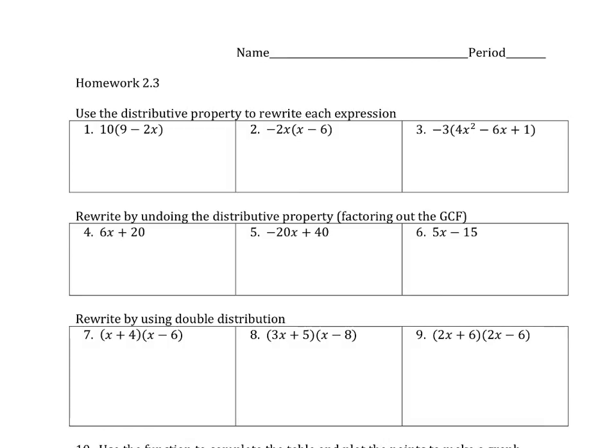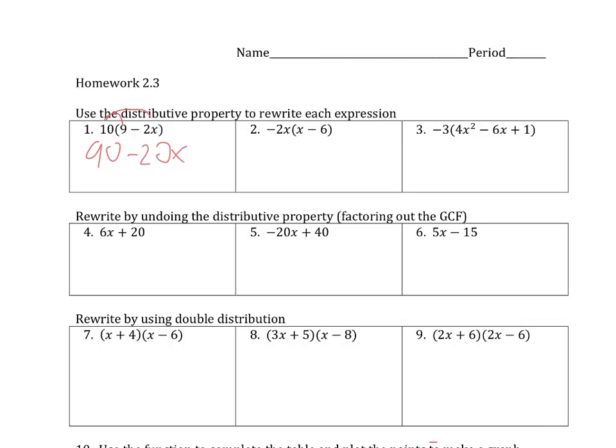Time to do some homework. Use the distributive property to rewrite each expression. So I put these on there just to get your mind prepped for the next set of questions. 10 times 9 would be 90. And 10 times negative 2x is negative 20x.